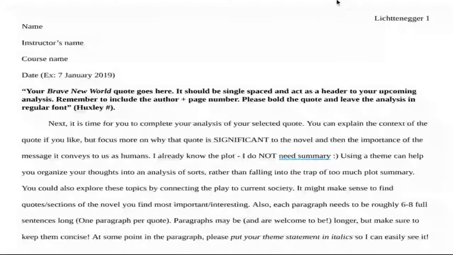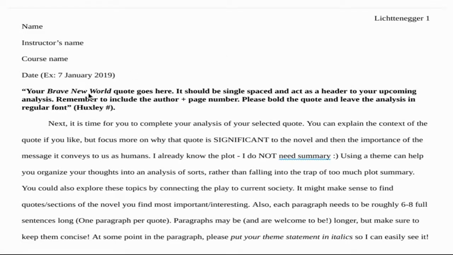You can see that it's got name, instructor's name, course name and date. That's what I mean by MLA heading. And then up here is the page number and your last name, so that should also be on there. But you see this exact formatting.